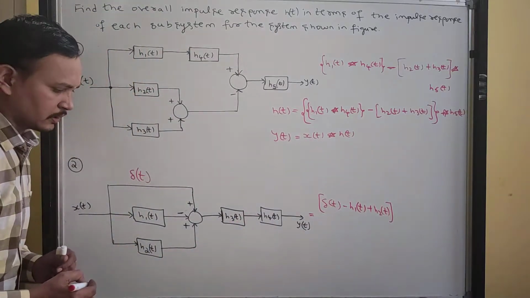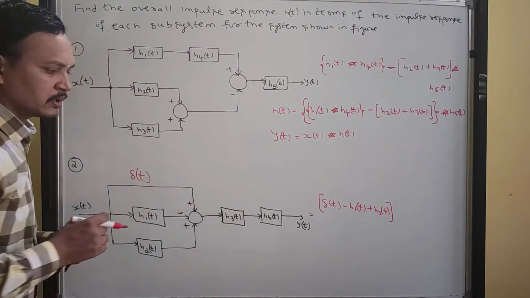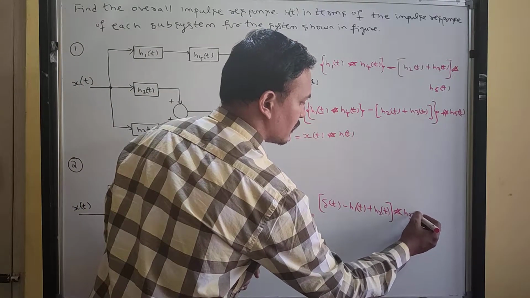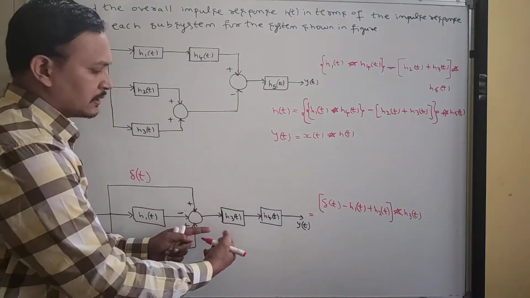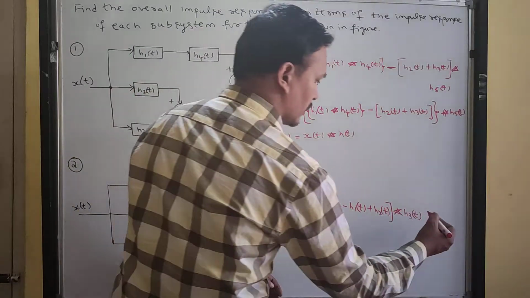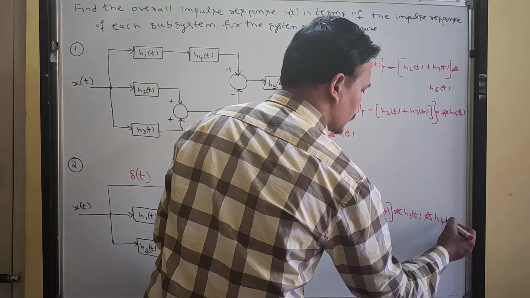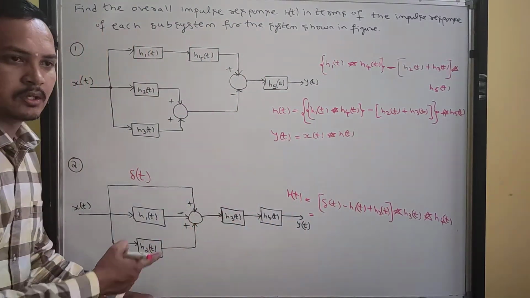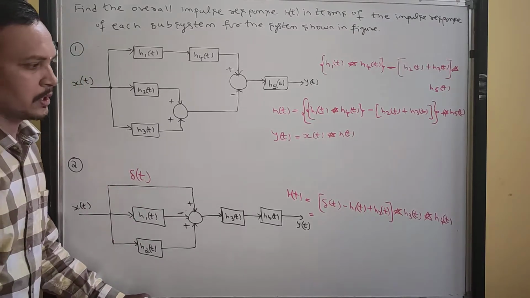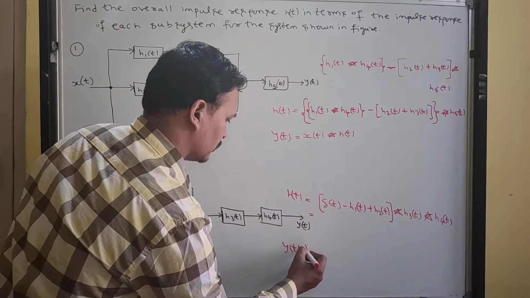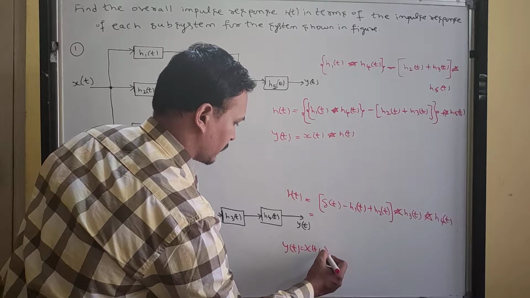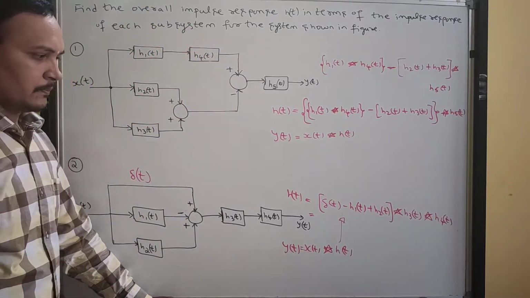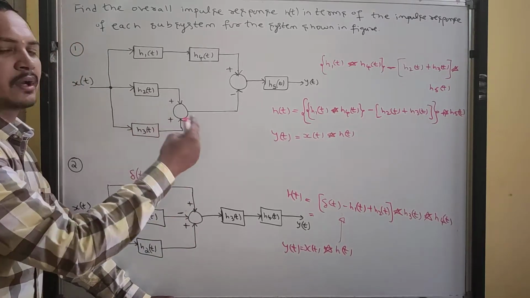So you put a bracket for that. Then the whole set is multiplied with what? h3(t). Multiplication means you should write convolution, h3(t). Again, that combination is multiplied with h4(t), so you write one more convolution, h4(t). This is the overall impulse response of the subsystems. Again, what is y(t)? y(t) is equal to x(t) convolution h(t). What is h(t)? This is h(t). Got it? They will give a diagram, you write the equation.